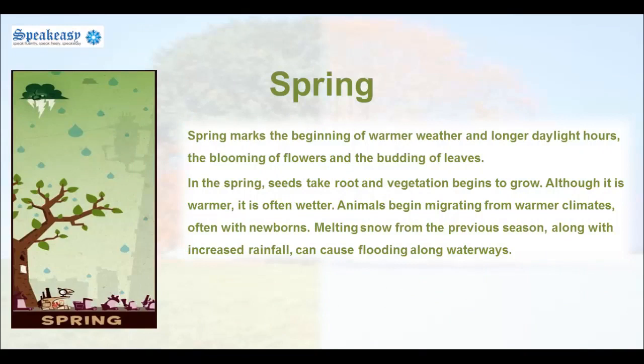First of all, spring. Spring marks the beginning of warmer weather and longer daylight hours, the blooming of flowers and the budding of leaves. In the spring, seeds take root and vegetation begins to grow. Although it is warmer, it is often wetter. Animals begin migrating from warmer climates, often with newborns. Melting snow from the previous season, along with increased rainfall, can cause flooding along waterways.